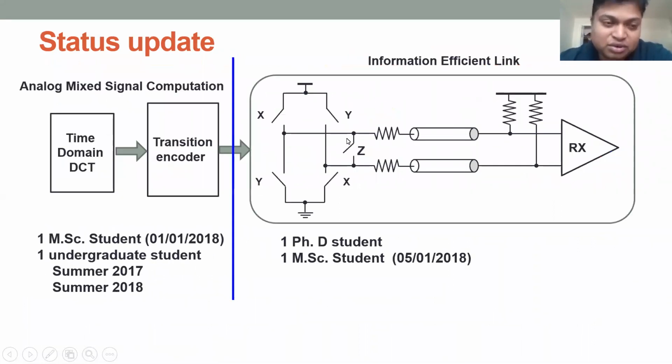So the way it would look is kind of like this. We break this thing into two parts. This part will really be time domain computation and encoding. That's what it says, analog mixed signal computation. And this part is just the link design. But hopefully it's more information efficient than the others.